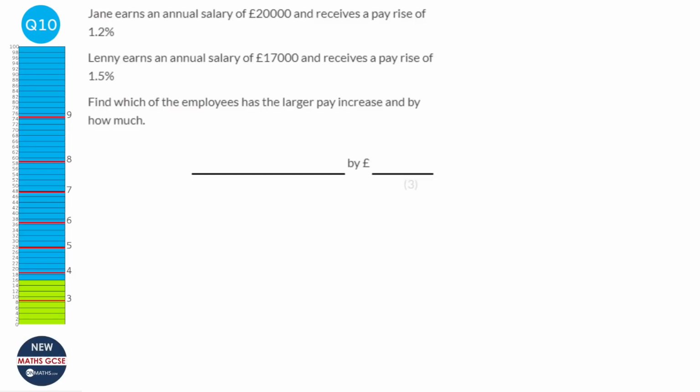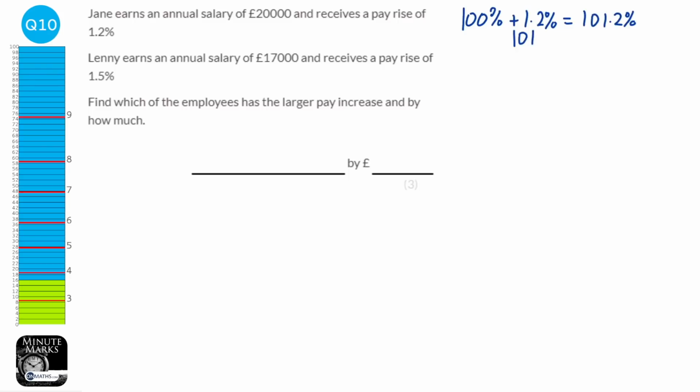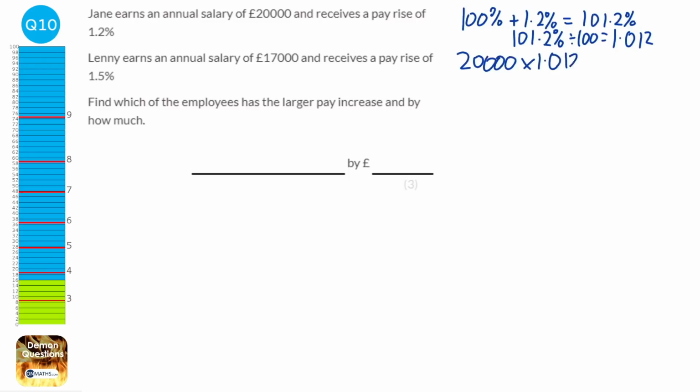So firstly, we're going to work out what the percentage increases are as a multiplier. So we start off with 100%. Jane has a 1.2% pay rise, and so that would be 101.2%, and we divide that by 100 to make it a multiplier. So the multiplier is 1.012, so we get the 20,000 times it by 1.012, and that gives us 240.